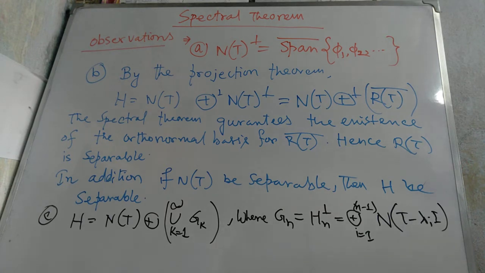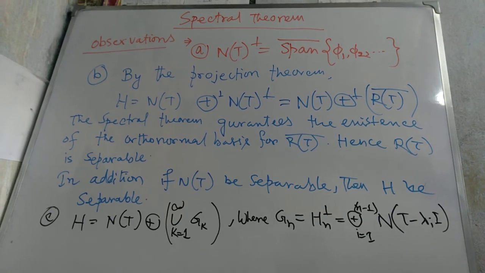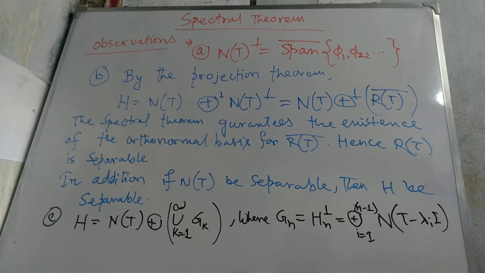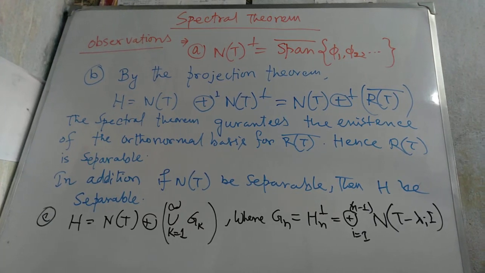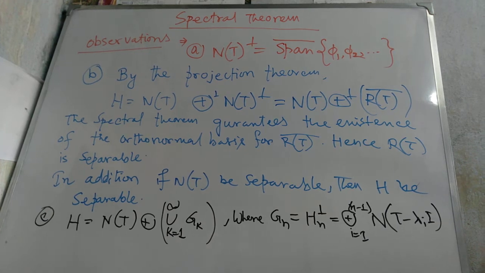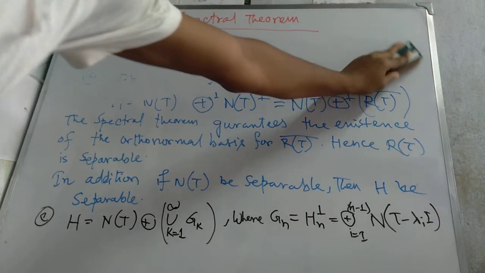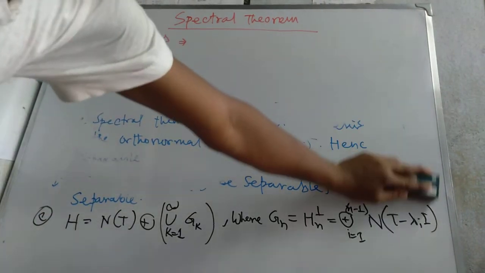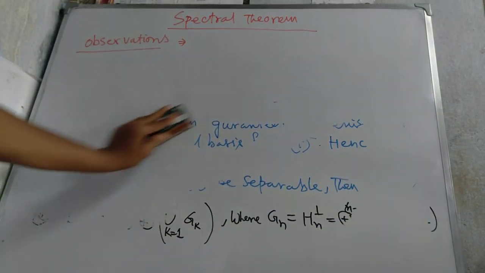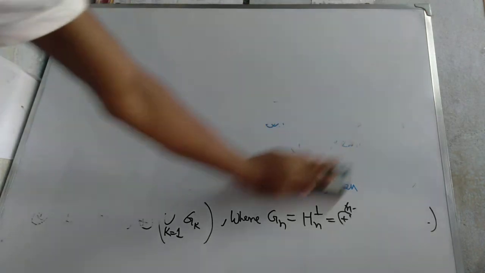Then we also go to another conclusion. We also write H equals N(T) direct sum the union over k equals 1 to infinity of G_k, where G_n equals H_n perpendicular, equals the direct sum of the null spaces of T minus lambda_i I. Okay, then we erase those and write other observations.